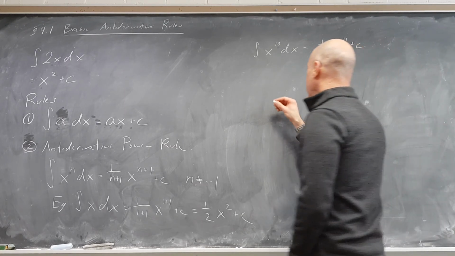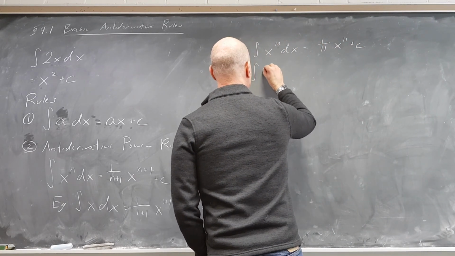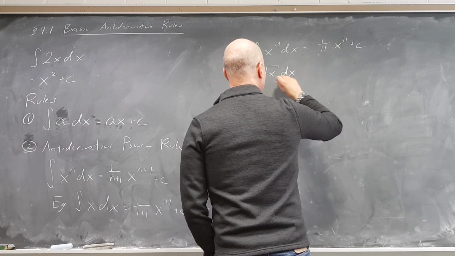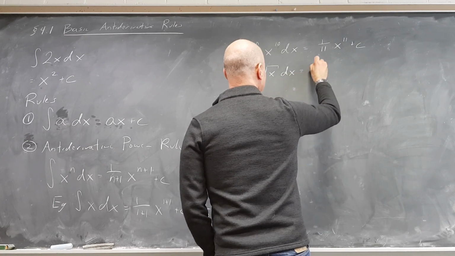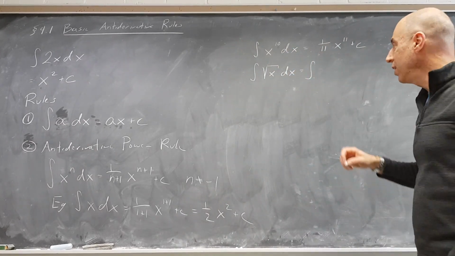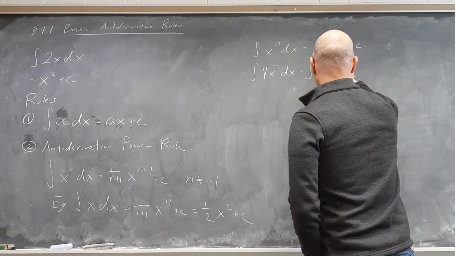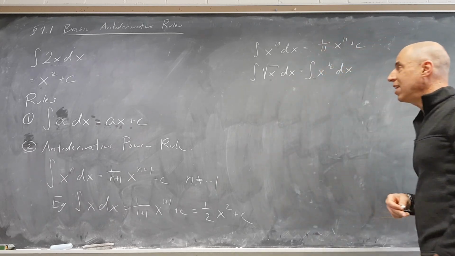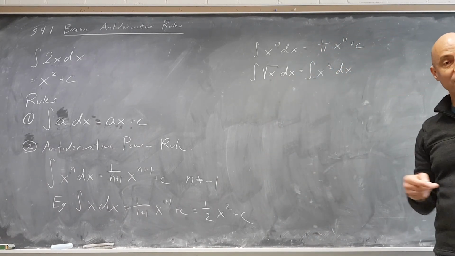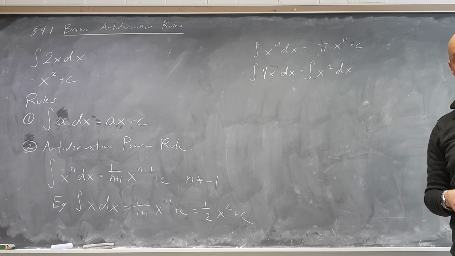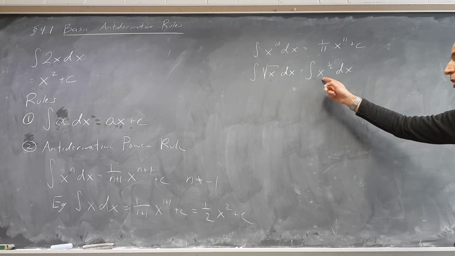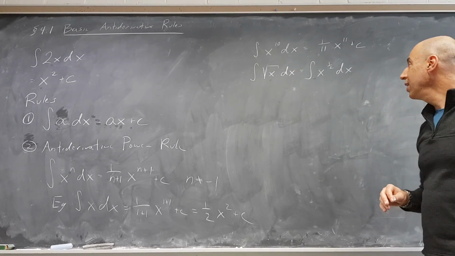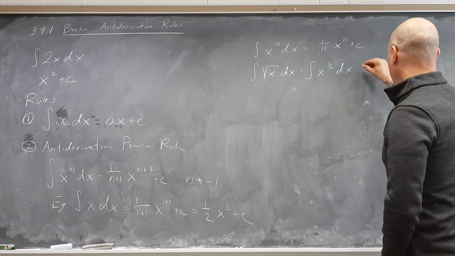Let's do yet another one. How about the square root of x? Before we try to take the antiderivative, let's rewrite the square root of x as a power. That's x to the 1/2. I haven't done any calculus yet. That's why this symbol, which is called an integral sign, is still there. That's why the dx is still there. All we did was we changed root x to x to the 1/2. That's just algebra. Now let's go ahead and use the antiderivative power rule.